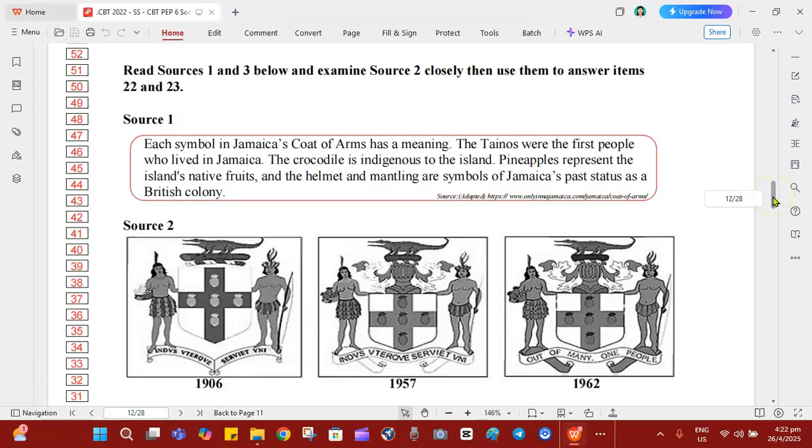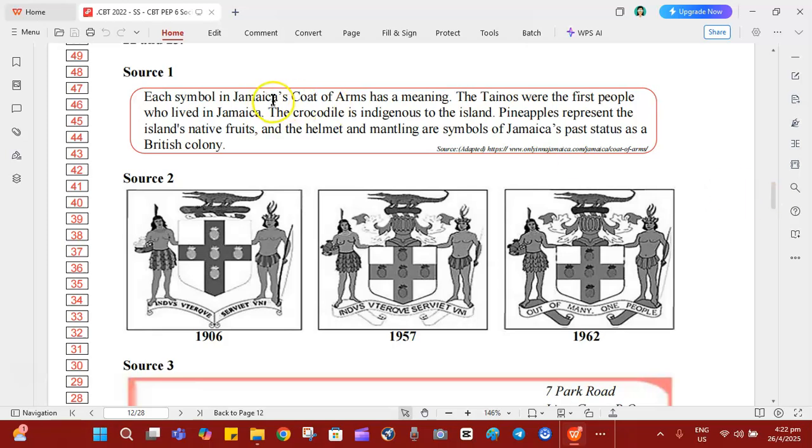22 and 23 must use these sources. Source 1. Each symbol in Jamaica's coat of arms has a meaning. The Tainos were the first people who lived in Jamaica. The crocodile is indigenous to the island. Pineapples represent the island's native fruits, and the helmet and mantling are symbols of Jamaica's past status as a British colony. Source 2 has the revision of the coat of arms. Take note of the motto. Remember, first it was in Latin, which means the two Indians shall serve as one.